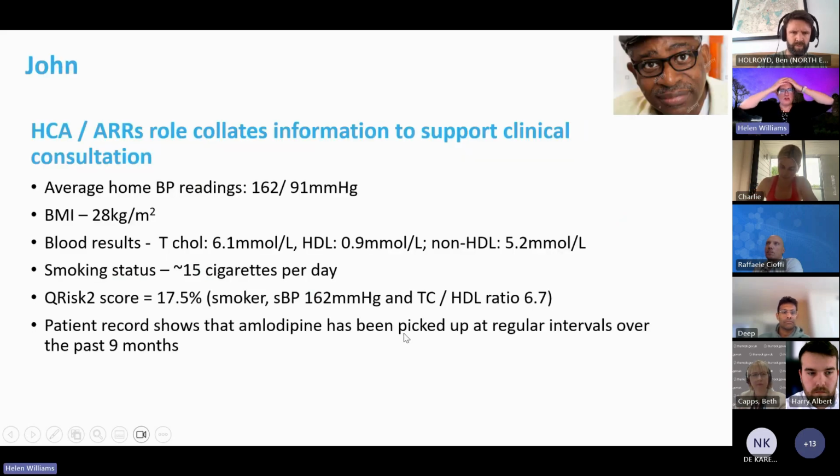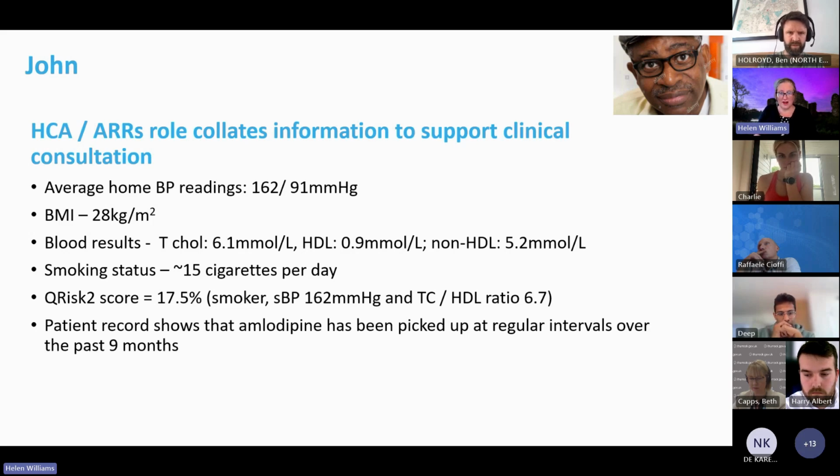There we go. So if we go back to our patient, John, one of the things that the wider workforce can support is collating the right information, making sure everything's there. So it could be getting home blood pressure readings and averaging them, getting patients to weigh themselves and calculating the BMI, ensuring the right blood test results. I mean, we know he's not on a statin, so having at least some lipid results is helpful. His smoking status, current smoking status, and whether there's been any change.